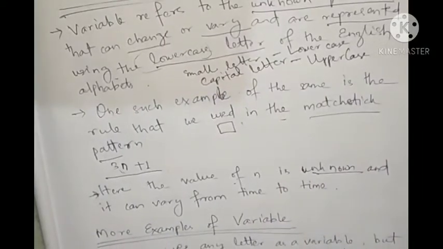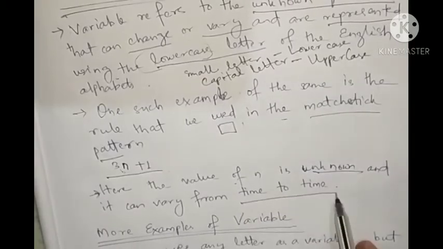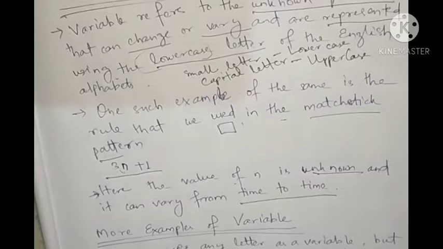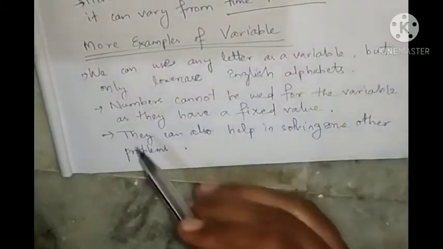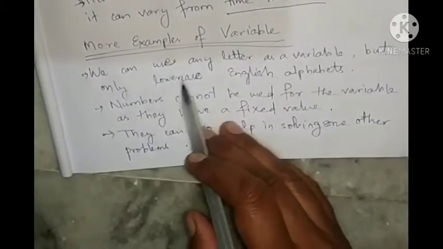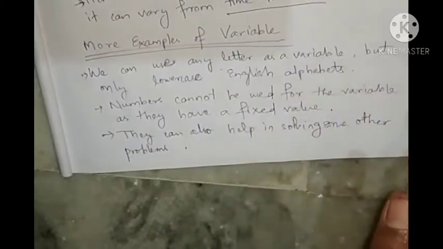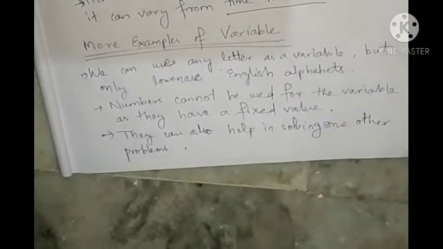Maybe it may be 1, it may be 2, it may be 3, it may be -2. It can vary from time to time. So this is about variable. More examples of variable: we can use any letter as a variable, A, B, C, D. We have so many letters, A to Z. So 26 letters are there. So you can use any letter as variable.